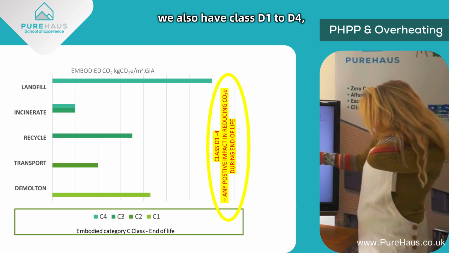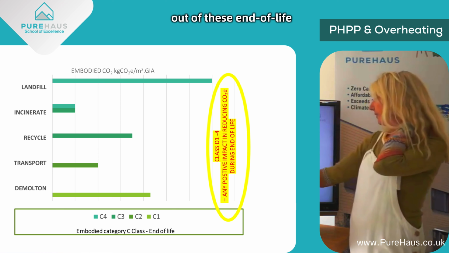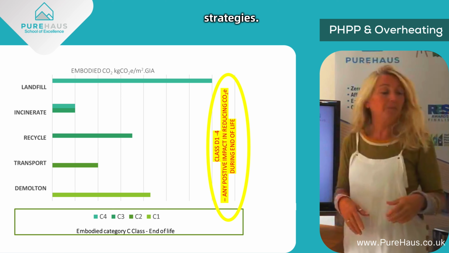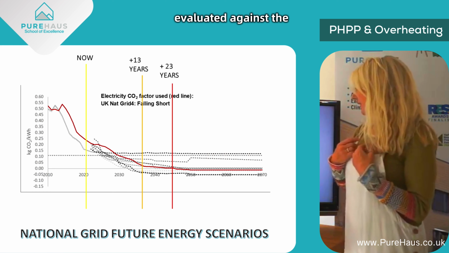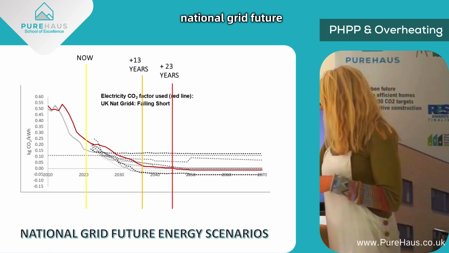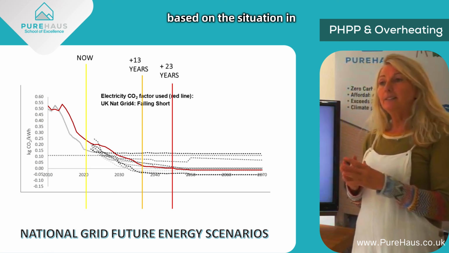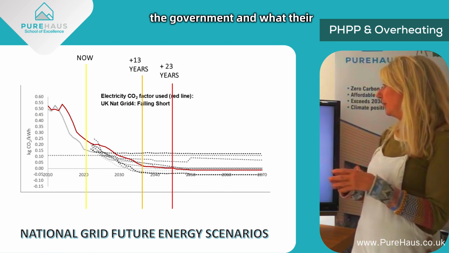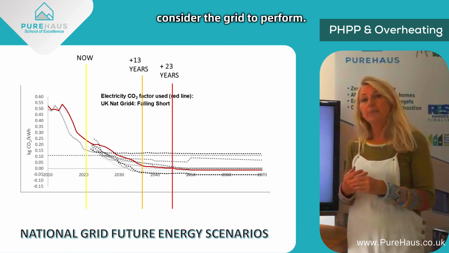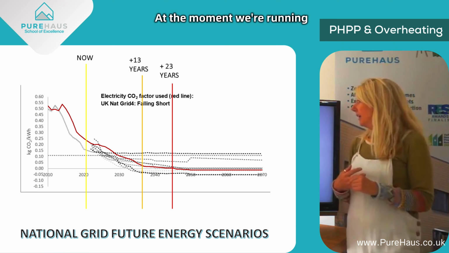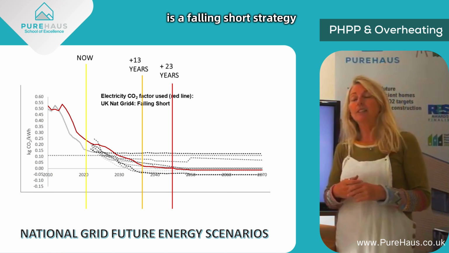Equally, we also have class D1 to D4, which are the positive impacts out of these end-of-life strategies. These are all evaluated against the National Grid future energy scenarios. These change every year based on the situation in the government and what their strategy is on how they consider the grid to perform. At the moment, we're running on UK National Grid 4, which is a falling short strategy.